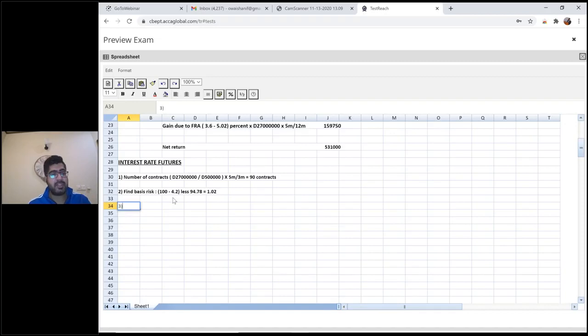Any confusions in these 2 steps, you can ask. The first is the number of contracts: borrow deposit amount over contract size into 5 months over 3 months, 90 contracts. Basis is the spot, always 100, less LIBOR, the interbank rate, 4.2, less futures price, which will be given in futures. There are 3 futures given, maximum for 30th March, 30th June, 30th September, 30th December. You plan to borrow or deposit on 31st Jan, so the very next future you will take is of 30th March, 94.78. Any questions in these 2?